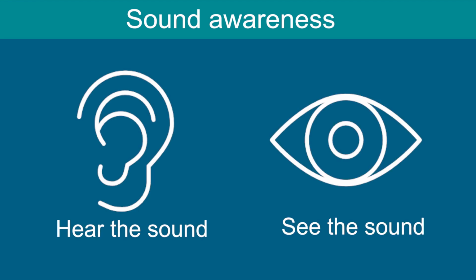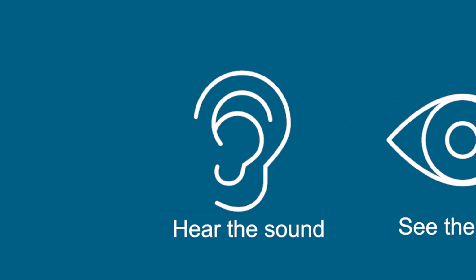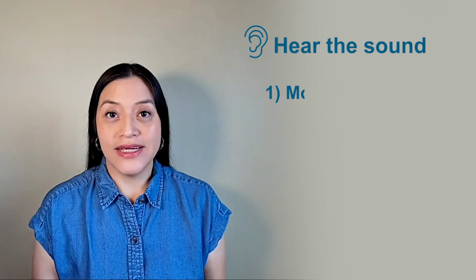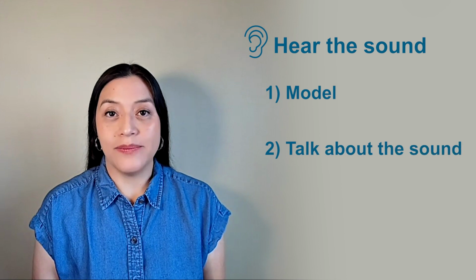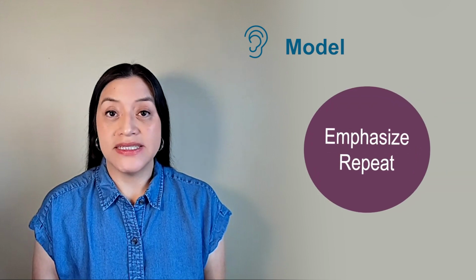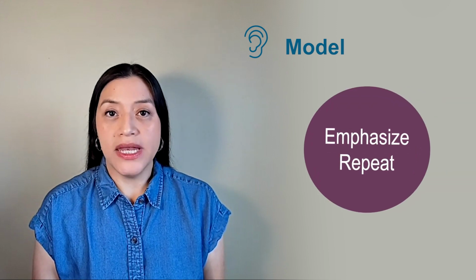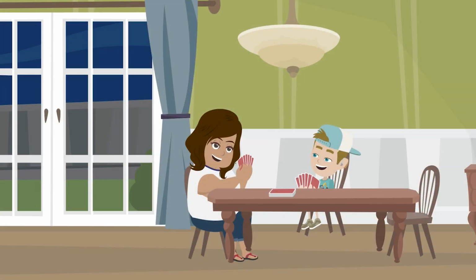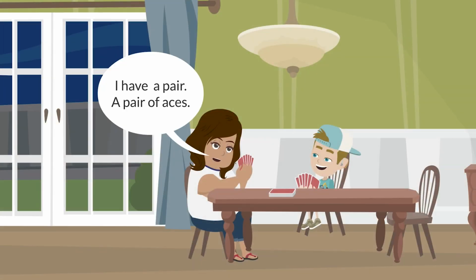There are 3 ways you can help your child hear the R sound. You can use modeling, talking about the sound, and pre-reading skills. Start by modeling the R sound for your child. This means emphasizing it and repeating it often in an activity. For example, I have a pair of aces.